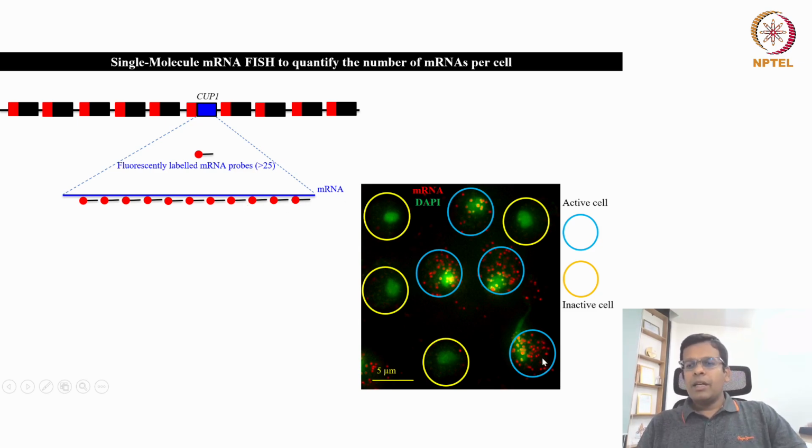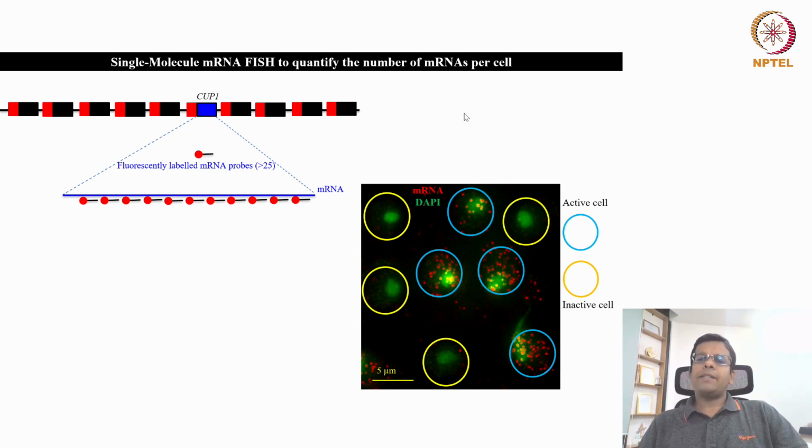And you can see different cells show different expression levels. The cells shown by the yellow borders are non-transcribing cells because there is no mRNA produced in these cells. But the cells shown by the blue borders are actively transcribing cells, and you can see how many mRNAs have been produced per cell. So this technique we call smFISH, or single molecule mRNA FISH, and it is used to study the number of mRNAs produced per cell to quantify transcription.